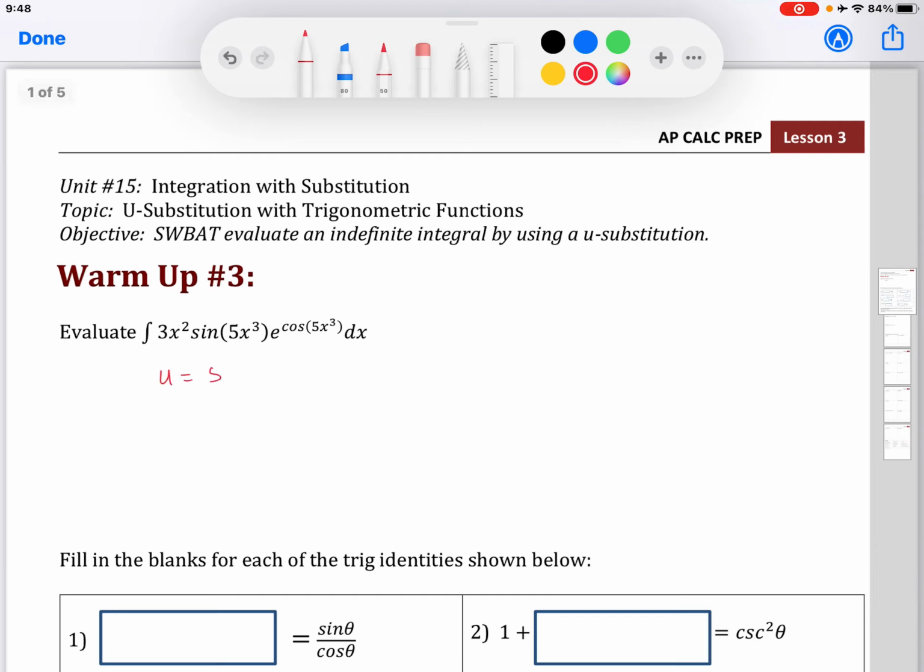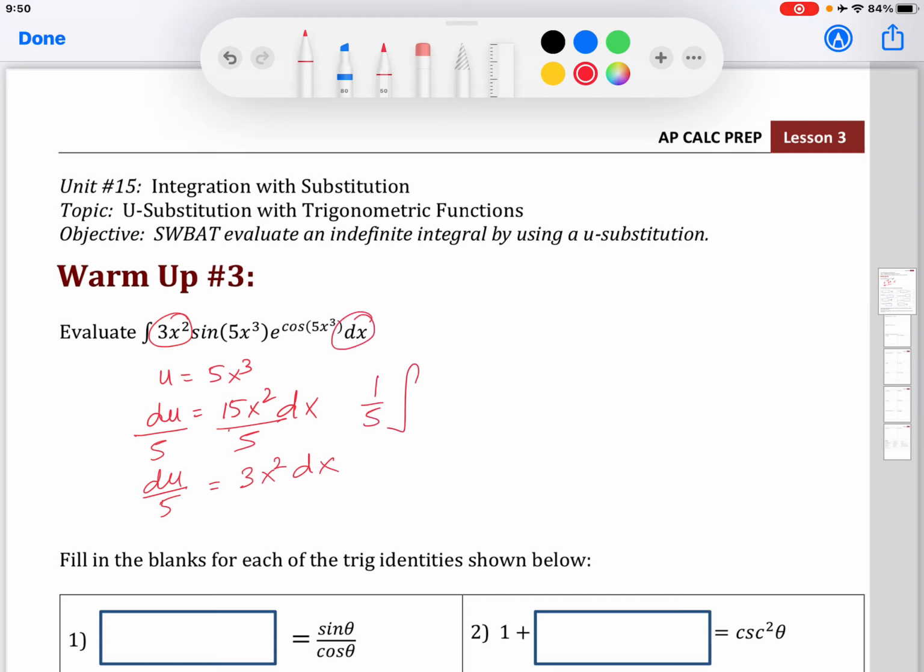So if I picked u to be 5x cubed, what would my du be? It'll be 15x squared dx, right? So now let's look at what I have and what I want to replace. If you look here, I have 3x squared, so I'm going to divide by 5 on both sides, so I have du over 5 equals 3x squared dx. So I'm able to replace this 3x squared dx with du over 5, so I'll have an integral of 1 over 5, and then I have sine of u, and then I'm still left with this.